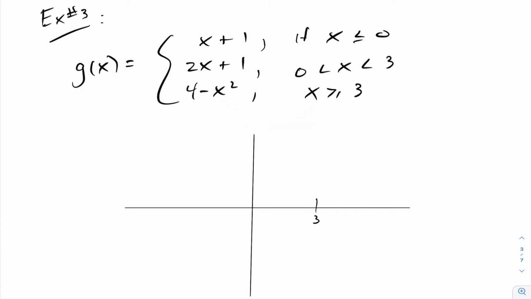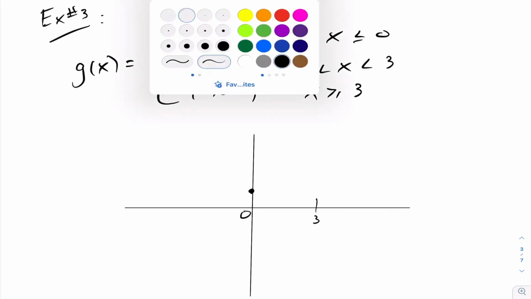When x is less than or equal to 0, let's label our origin here. Now when x is less than or equal to 0, we have a linear equation. This linear equation has a y-intercept at 1 here. So the y-intercept is going to be here. Therefore, the function is going to look something like this.